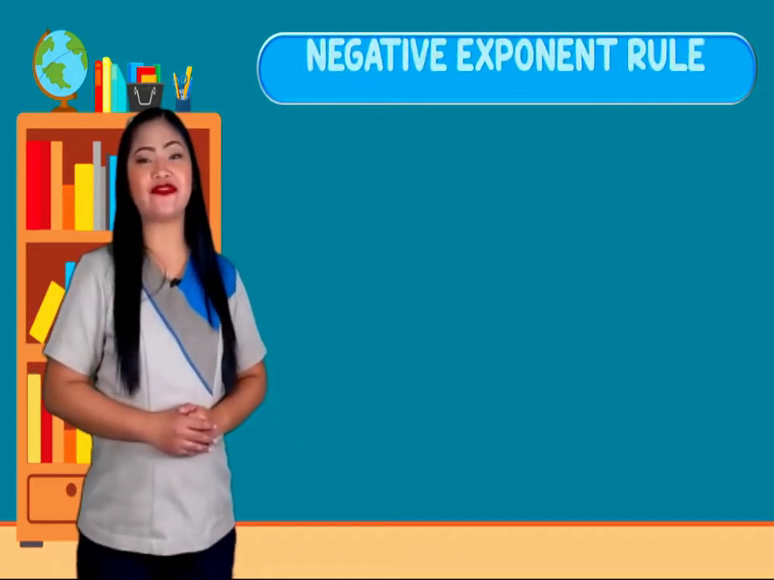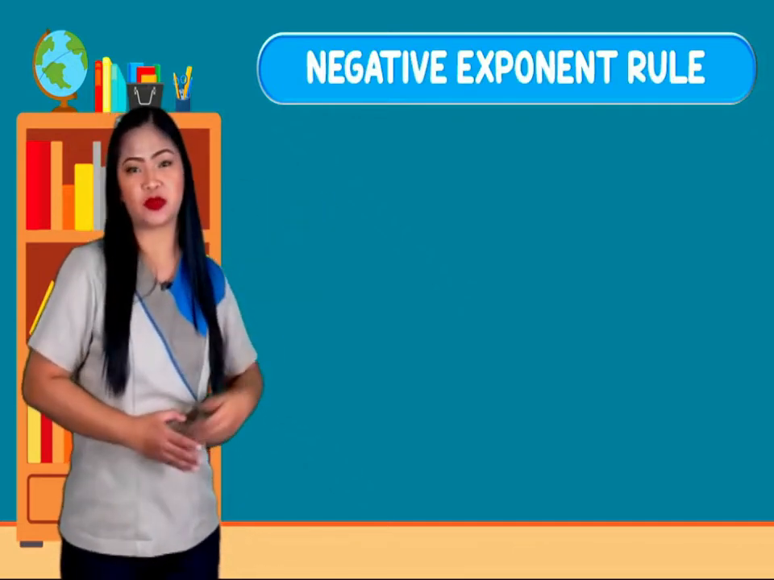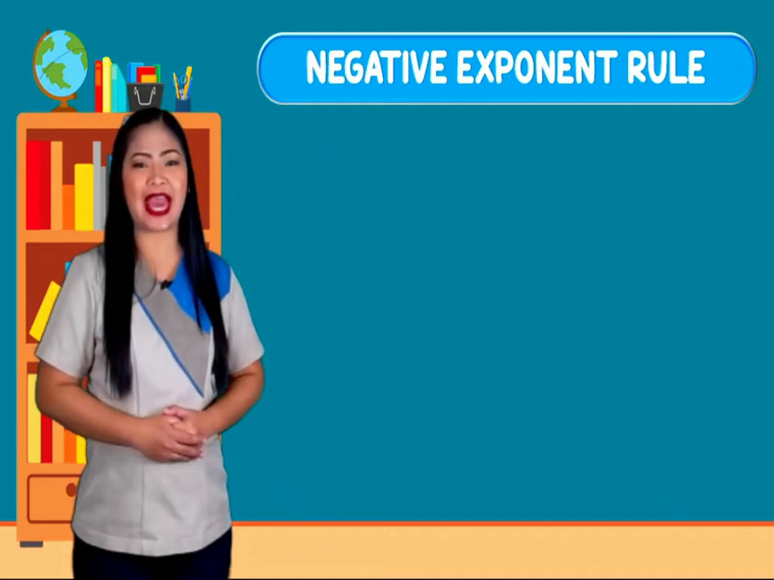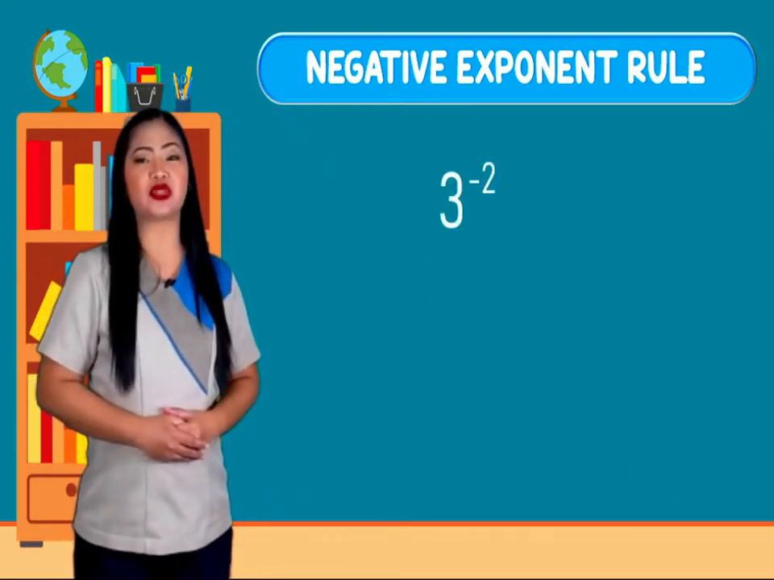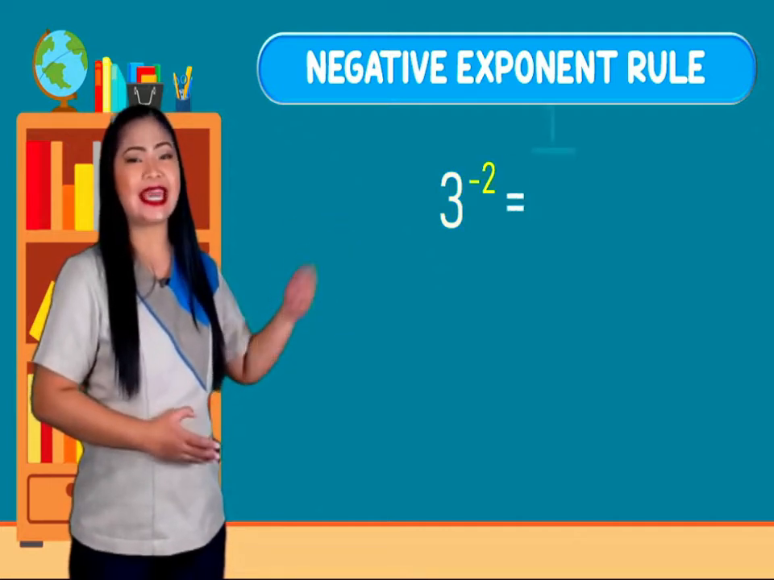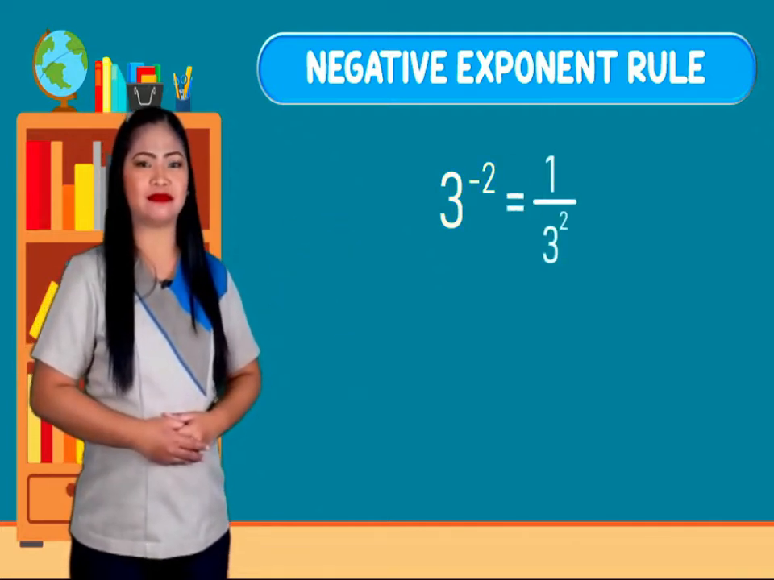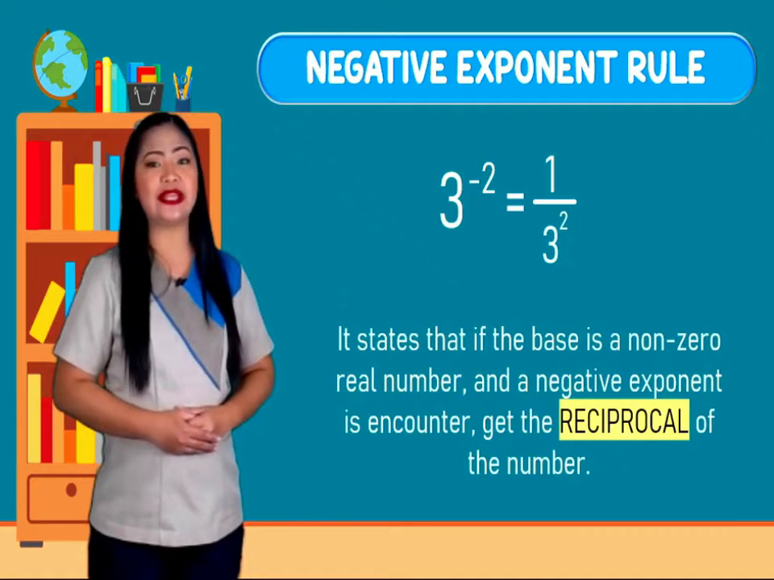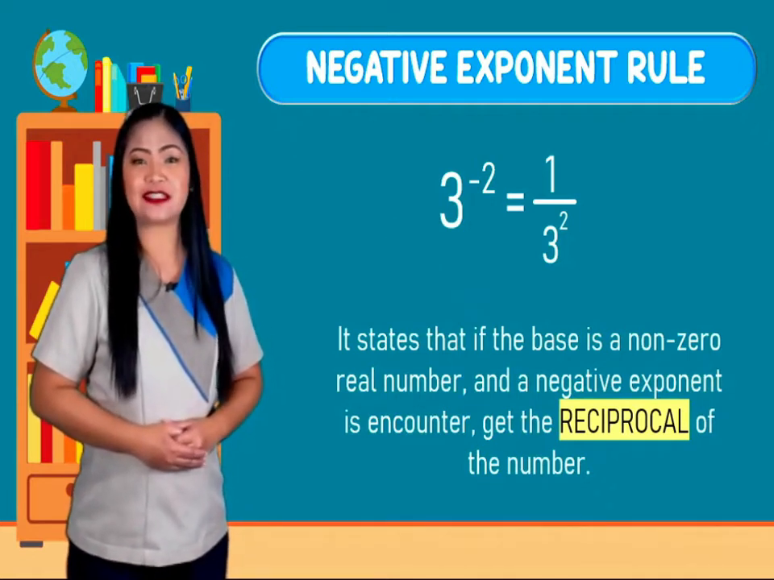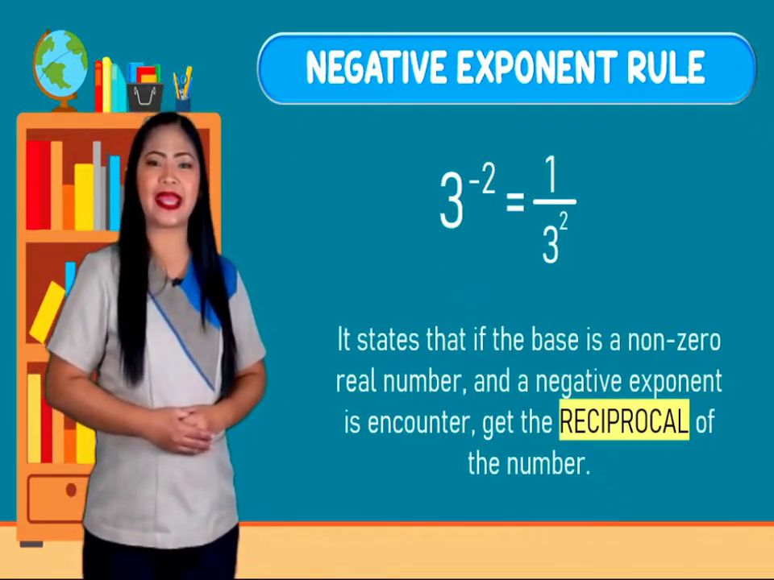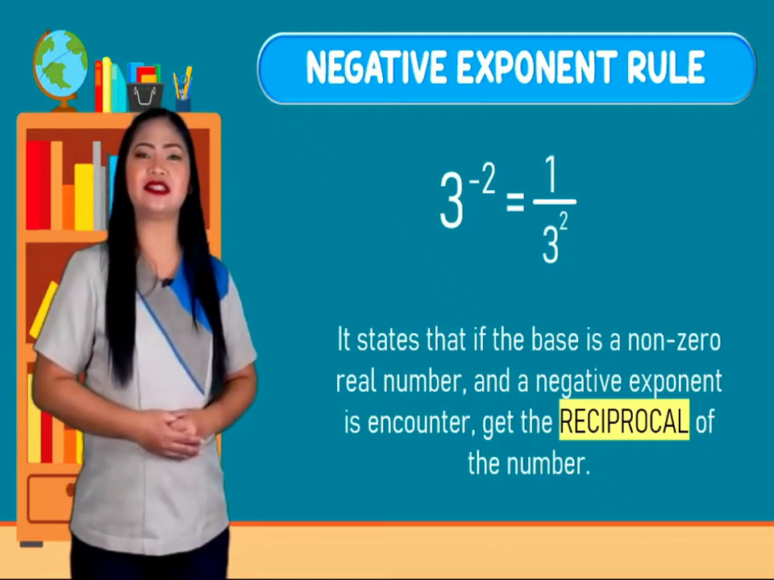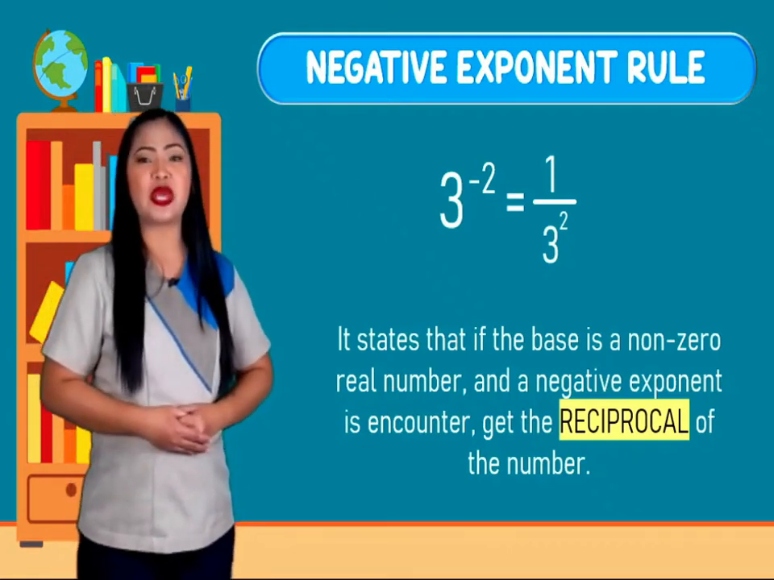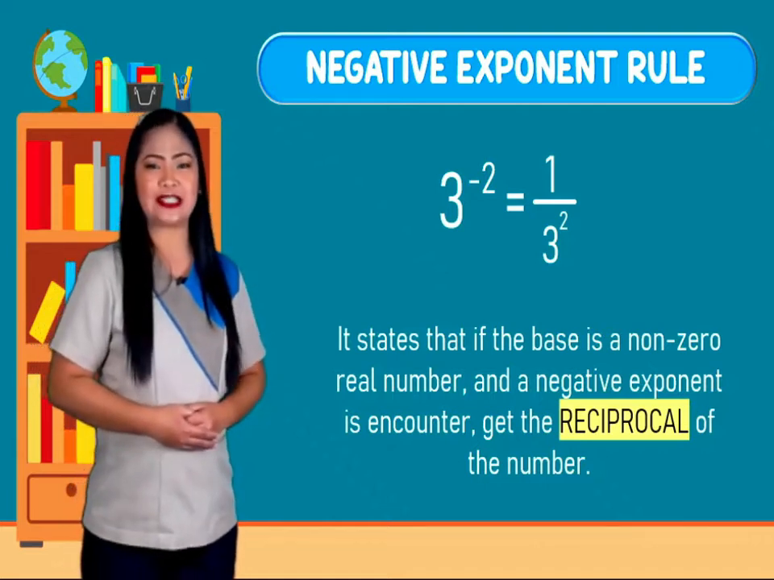Next, we have the negative exponent rule. If we have 3 raised to negative 2, that is equal to 1 over 3 raised to positive 2. The negative exponent rule states that if the base is a non-zero real number and a negative exponent is encountered, get the reciprocal of the number to make its exponent positive.